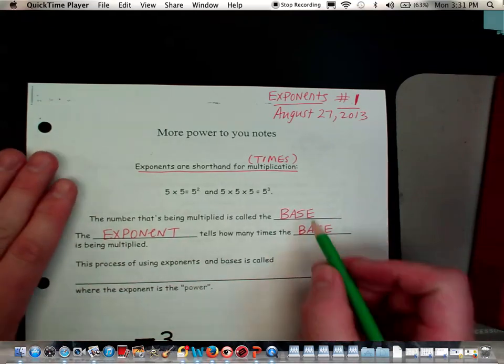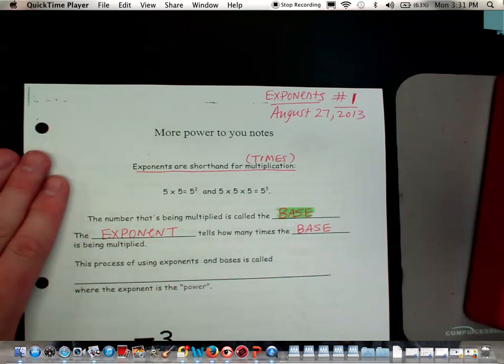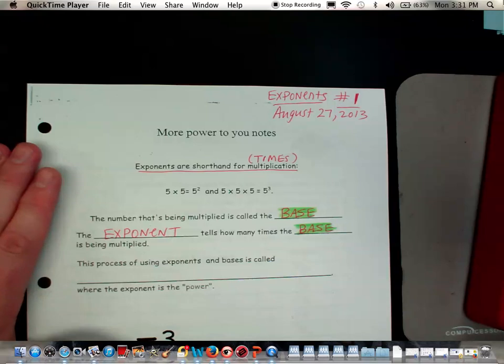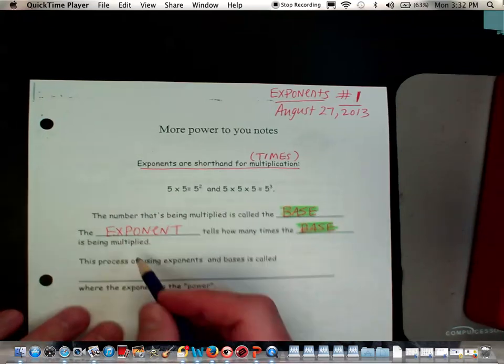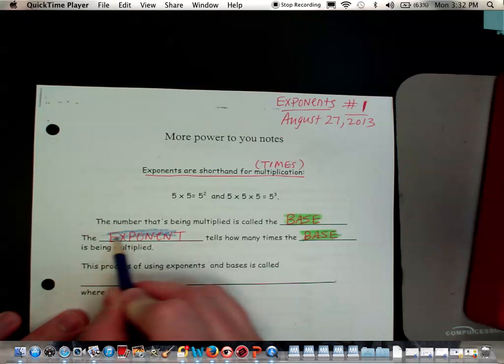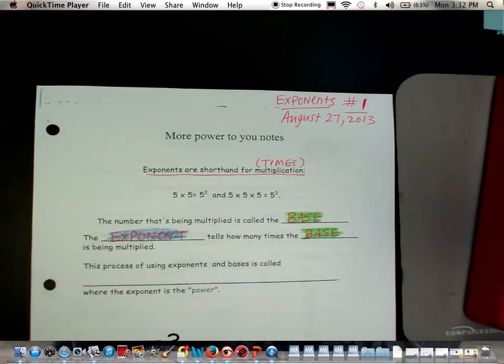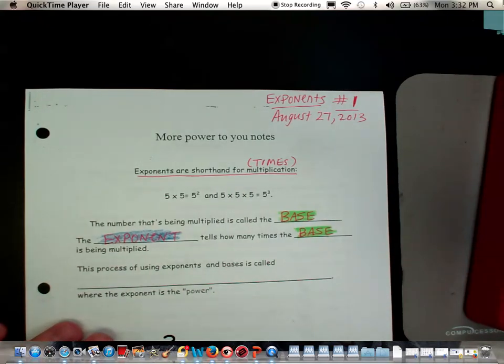Okay, so wherever I have the word base, and remember, if I'm going too fast, hit the pause button to help you out. I'm going to color this in green. So when I see the word base, it gets green. Okay, because I'm going to color what the bases are in green. I'm going to color the word exponent in blue, because I'm going to color the exponents in blue to help me realize what those are.